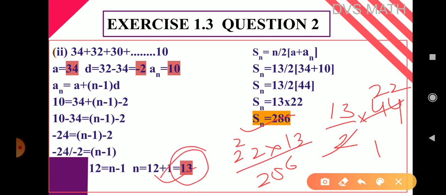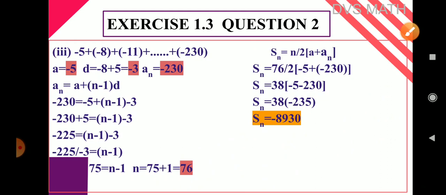In the previous problem they gave the n value, so directly we took the Sn formula and substituted, and we got the sum. But in the second heading, we have to find the n value using the an formula. Then we have to substitute this n value in Sn and find the sum. In the same way, here we have the third sub question.